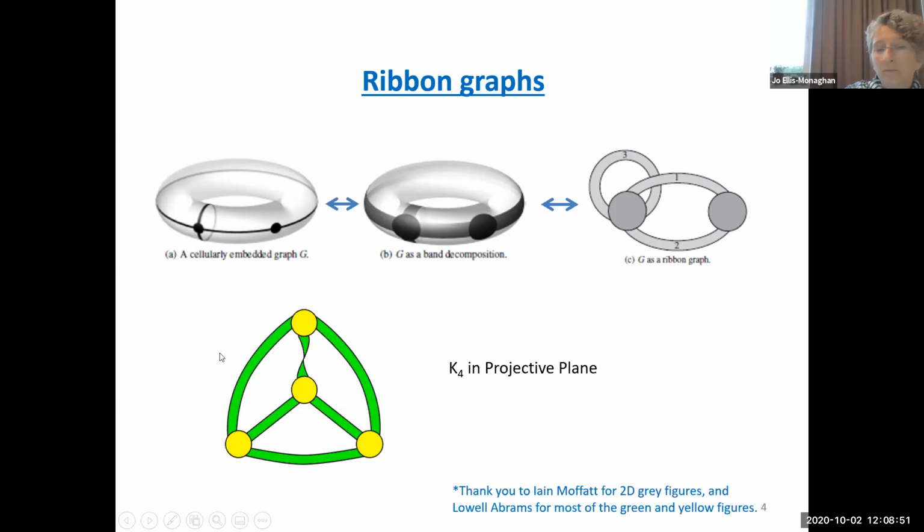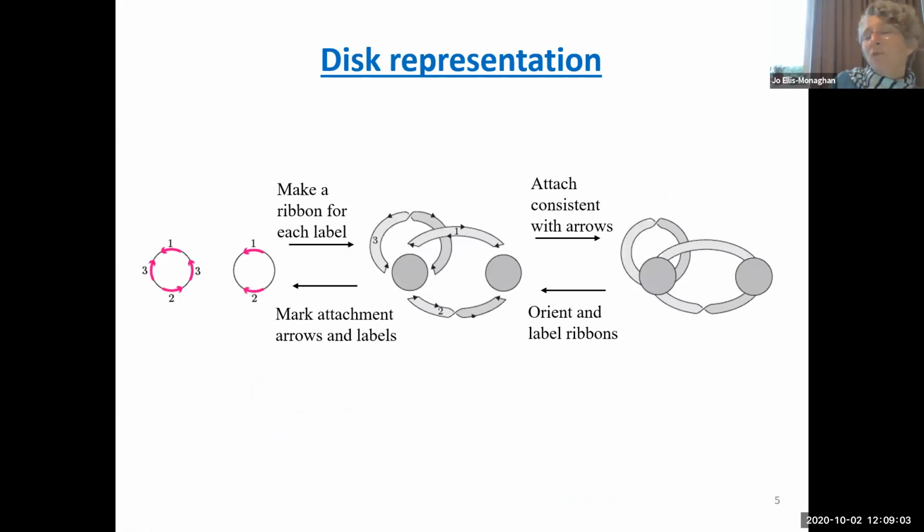And this is another example of a ribbon graph. This is K4 in the projective plane. So those are ribbon graphs. Even ribbon graphs get tedious to draw after a while and to do computations with. So one of the most efficient ways of drawing graphs on surfaces is something called a disk representation. And for this, we start with our ribbon graph, label the edges, and give each edge a consistent orientation.